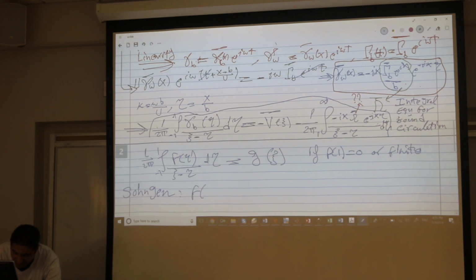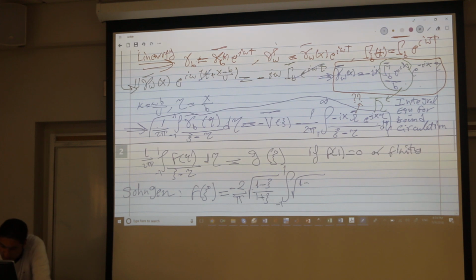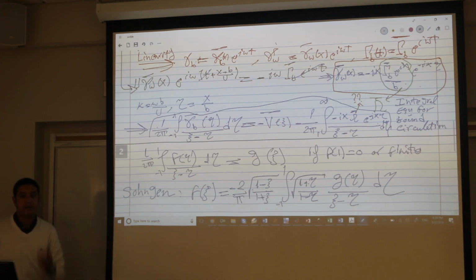Say that here is your solution, you're looking for f, here is f as a function of zeta, which is our x normalized by b. So this is -2 over pi square root of 1 plus, this one minus for sure, 1 plus zeta, integral -1 to 1, the other way around, 1 minus 1 plus, oh, it's the other way around. Okay, times g now, zeta minus zeta d eta, right?